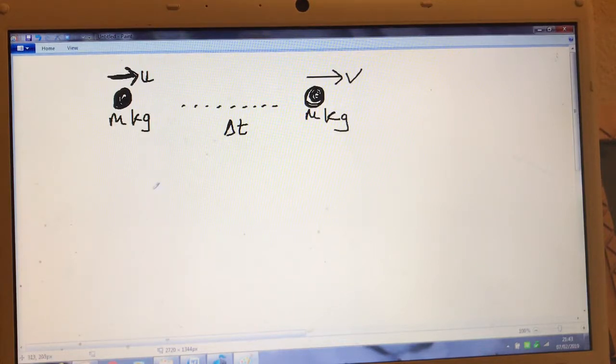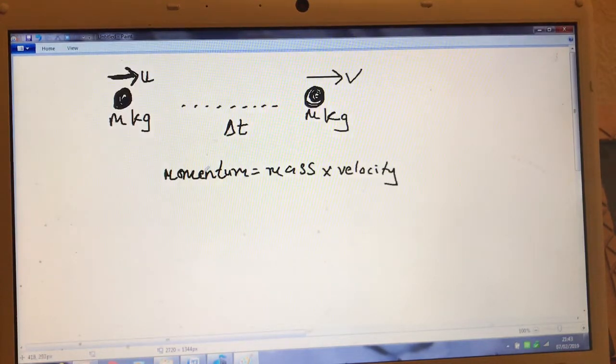Now what we can do is look at the change in the velocity, the change in the momentum. So the formula for momentum is equal to mass times velocity. Now, because the object is experiencing a change in the velocity, we can now say there's a change in momentum.